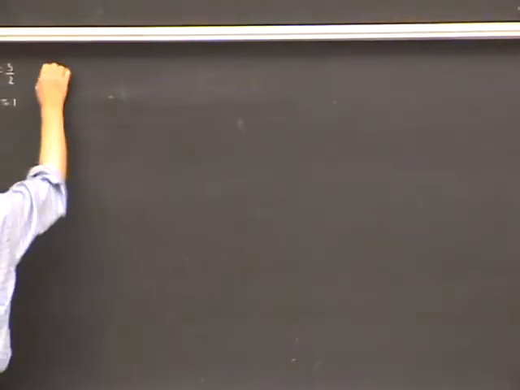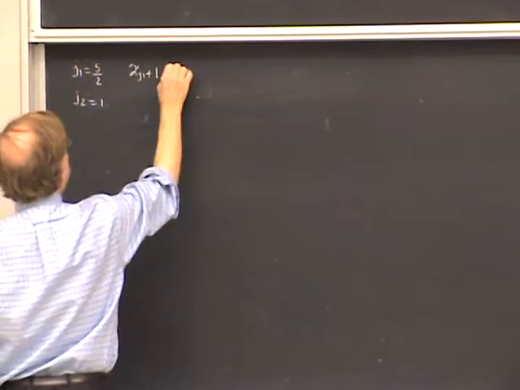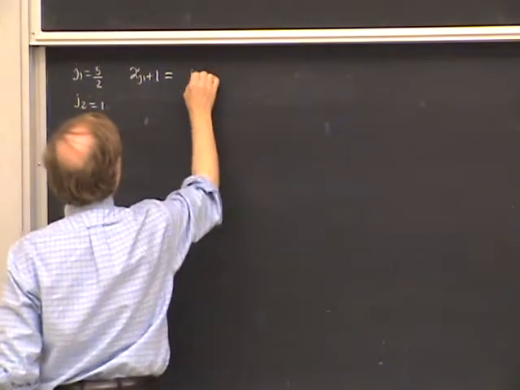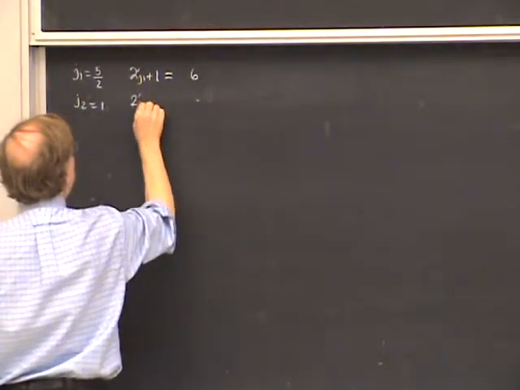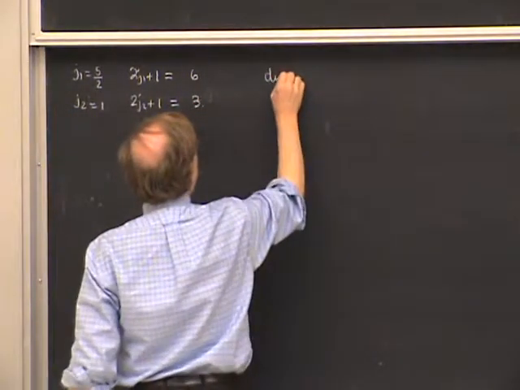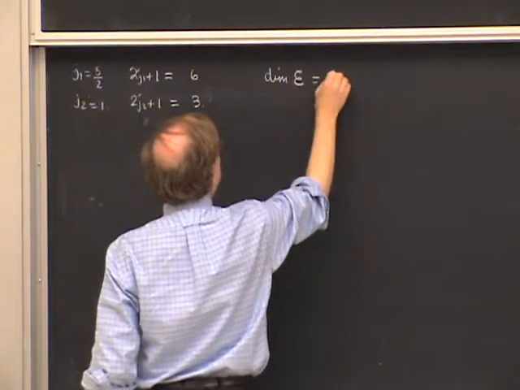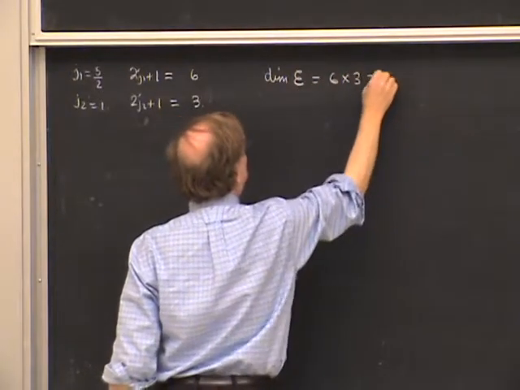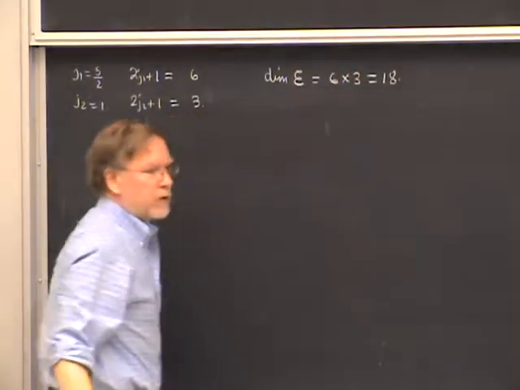Now then, to proceed with this, I think it helps to have an example. Let me take the example in which j1 is equal to 5/2 and j2 is equal to 1. This means that 2j1 plus 1, which is the dimension of the first space, is equal to 6, and 2j2 plus 1, the dimension of the second space, is equal to 3. So the dimension of the product space, which I'm calling E here, is 6 times 3, which is 18. We'll be dealing with an 18-dimensional space now.